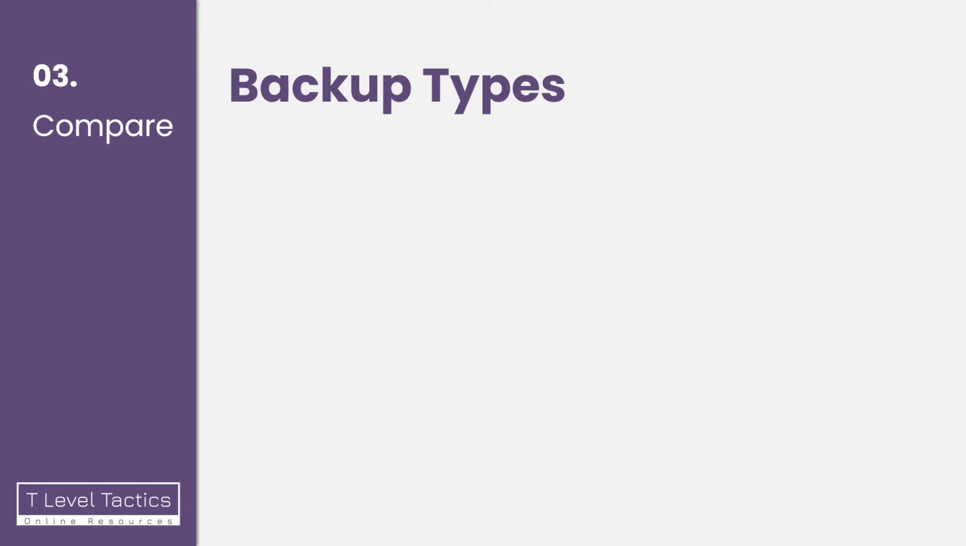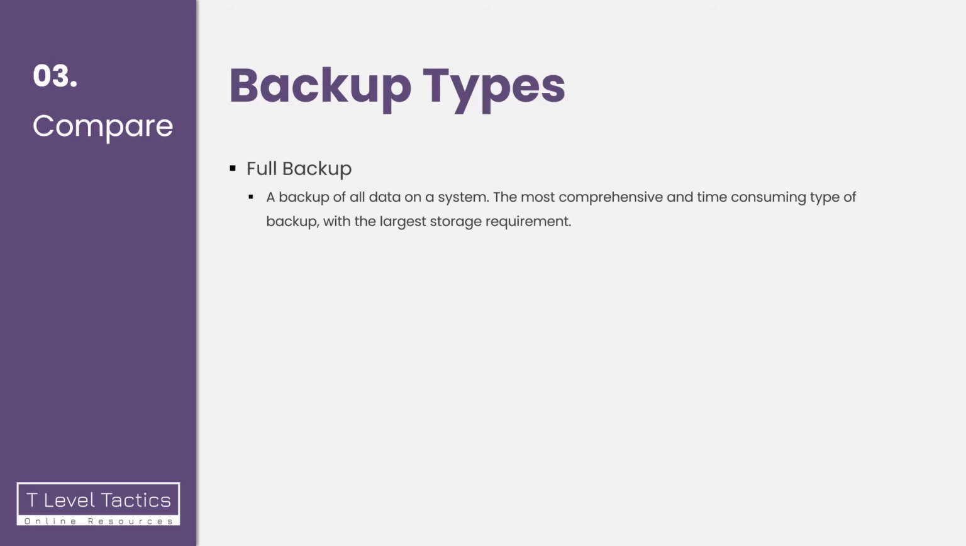Now, there are different types of backup that we can perform. We could have a full backup, which is a backup of all data on a system. It's the most comprehensive and time-consuming with the largest storage requirement, but all data is backed up.